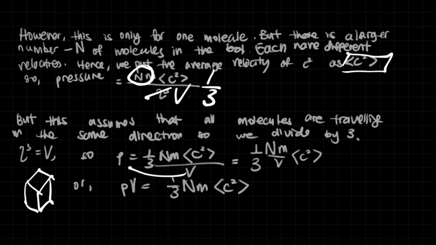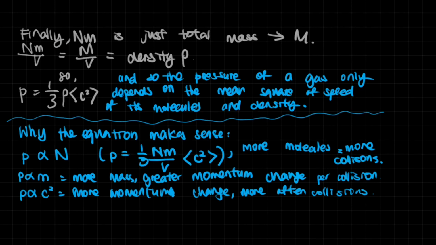Or you can put the V over here and then you can get this equation. And that's it. Now, to simplify it even further, nm, which is the number of particles times the mass of one individual particle, we can just say that's total mass, and we can denote this by a capital M. So basically, nm divided by V is actually mass divided by V. That is basically density. So that's rho.